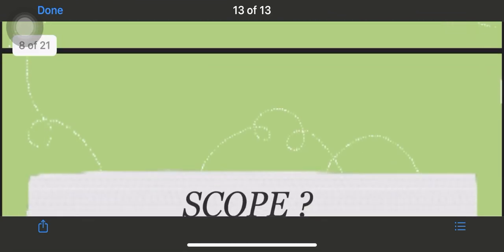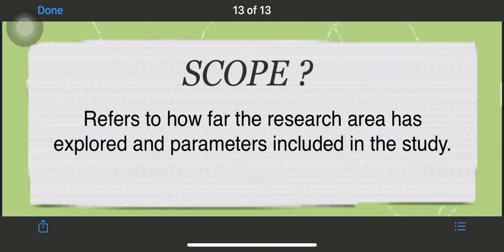Okay, let's start with defining what scope is in thesis writing. Scope refers to how far the research area has been explored and the parameters included in the study. Basically, the coverage of your research. It is important to define the scope so that any result, any finding will be in the context of the scope that you have stated right from the beginning.